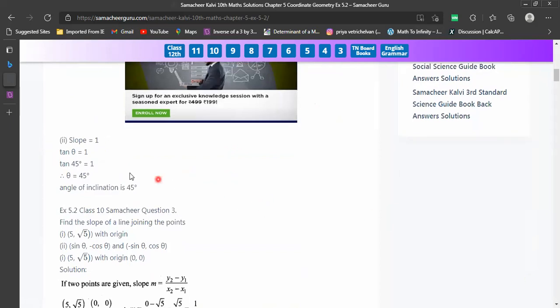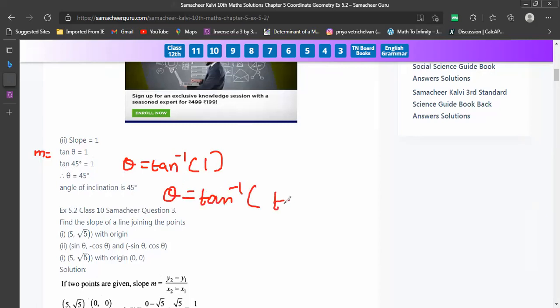And for the second option, they said the slope is 1. So again, m equal to tan theta equal to 1. Theta is equal to tan inverse of 1. Just check when you will get the value of 1. Tan 45 degree is 1, isn't it? So it's tan 45 degree. So the answer is 45. So you just have to memorize the table. You have to memorize the values of 0, 30, 60, 90 and 180.